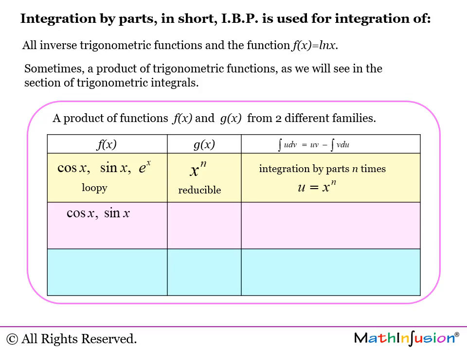If one function in the product, like f of x, is cosine x or sine x, which is loopy, and the other one is also loopy, like e to the x, then you have to do integration by parts twice, and you have to be consistent with u and v as I showed you.